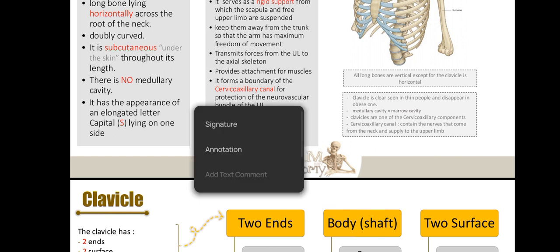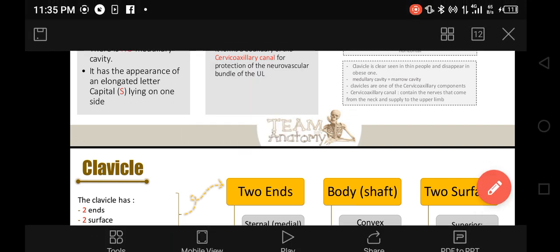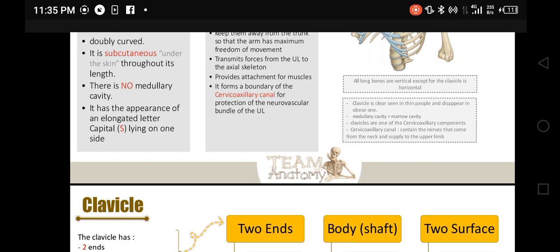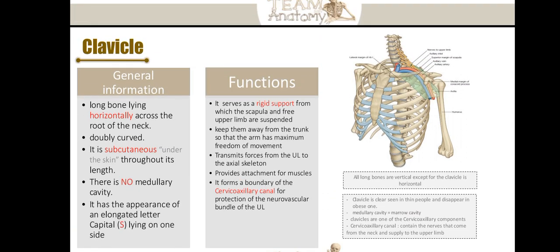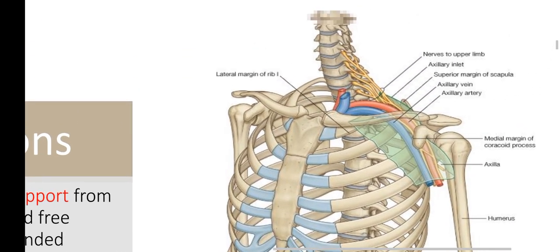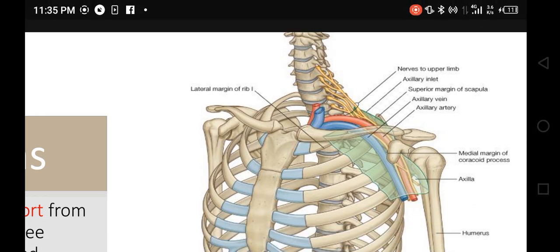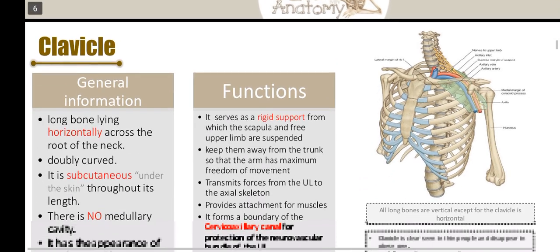It forms a boundary of the cervico-axillary canal. That's for the protection of the neurovascular bundle of the upper limb. What is the neurovascular bundle of the upper limb? This is what we saw here. This neurovascular bundle, okay? The neurovascular bundle is the brachial plexus.